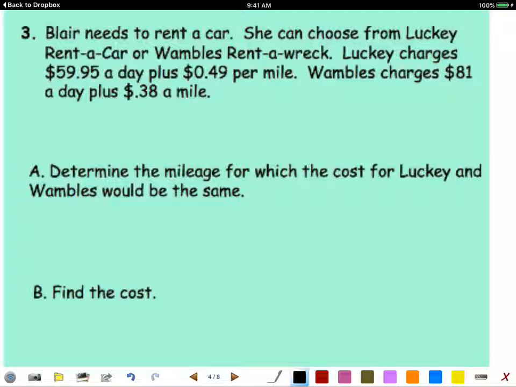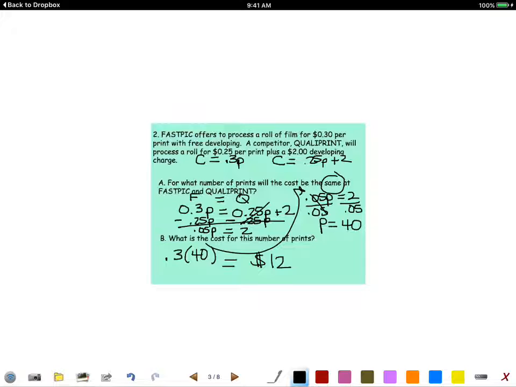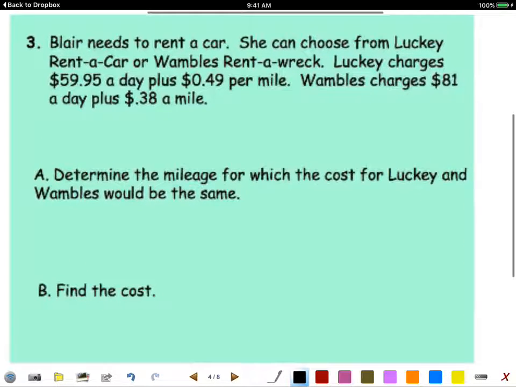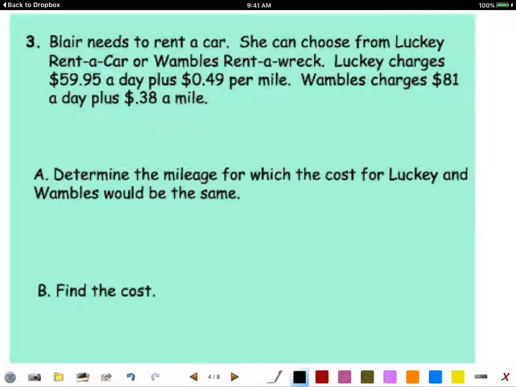Okay. Blair needs to rent. Oh, we're having a number 2. Oh, we did. I'm sorry. That's right. The graph was number 1. Okay. Blair needs to rent a car. She can choose from Luckey Rent-a-Car or Wambles Rent-a-wreck. Although I'm thinking you probably don't want to go with the Rent-a-wreck. But whatever. Luckey charges $59.95 a day plus 49 cents per mile. Wambles charges $81 a day plus 38 cents a mile.